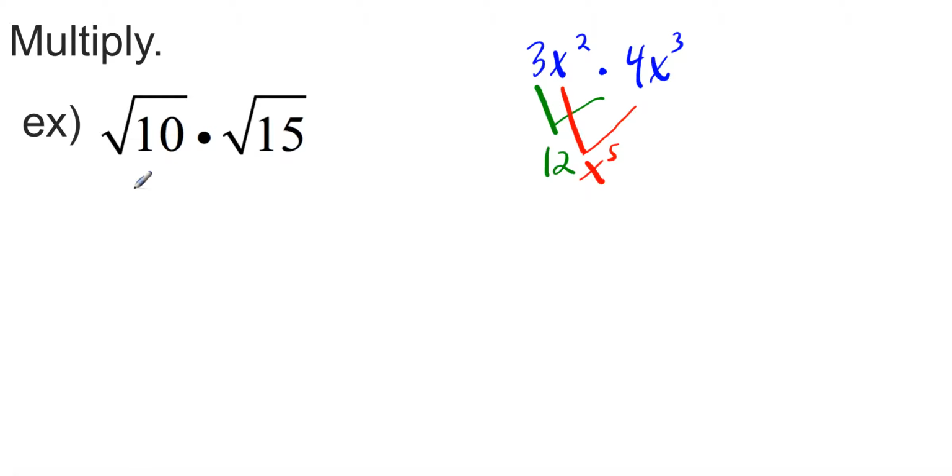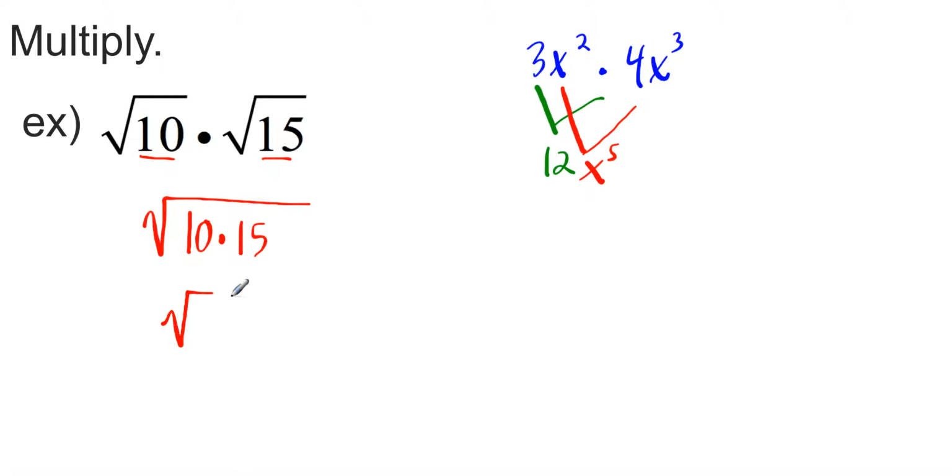Likewise, when we're multiplying expressions with radicals, they don't have to be like terms either. What you're going to do is you're just going to multiply the numbers that are underneath the radical. So this is the same thing as the square root of 10 times 15. You can put it all under one radical, but we typically don't do that, but this is what you're actually doing. Then when you multiply 10 times 15, that gives you the square root of 150.